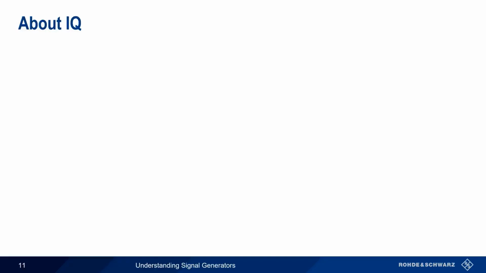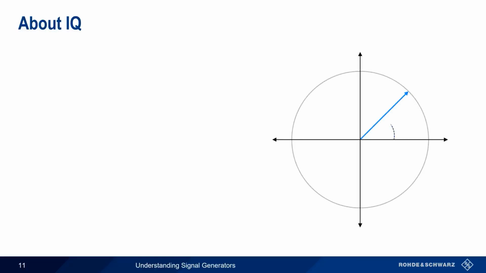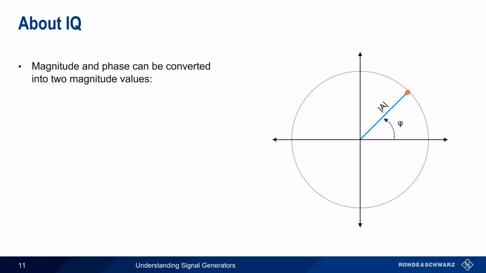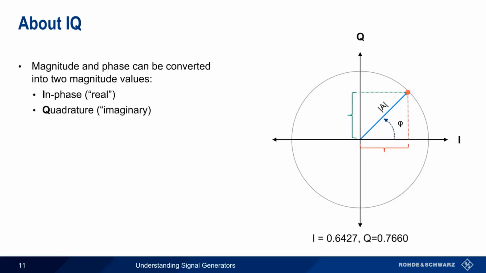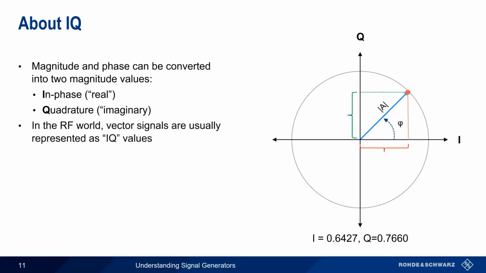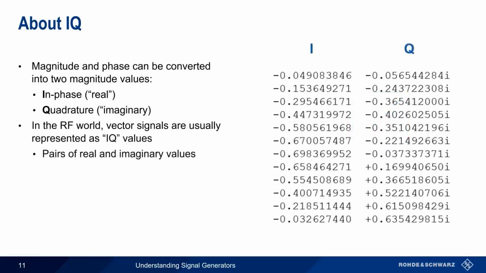But how do we tell a vector signal generator which amplitude and phase values to use when generating RF signals? Instead of representing the vector as a magnitude and a phase, we can use basic trigonometry to represent this vector as 2 magnitudes, a real or in-phase value, and an imaginary or quadrature value. Quadrature just means offset by 90 degrees. In the RF world, vector signals are usually represented as so-called IQ values, consisting of a real and an imaginary value. Using IQ values greatly simplifies vector signal generation and analysis.